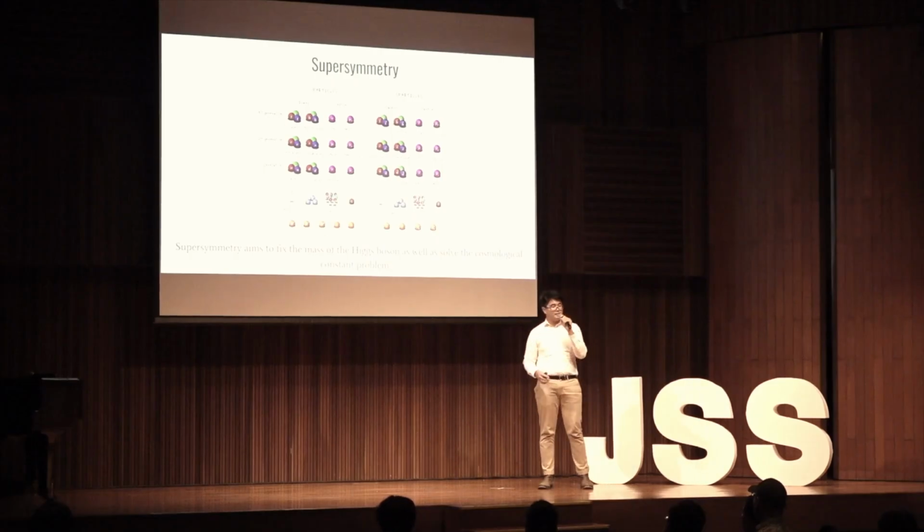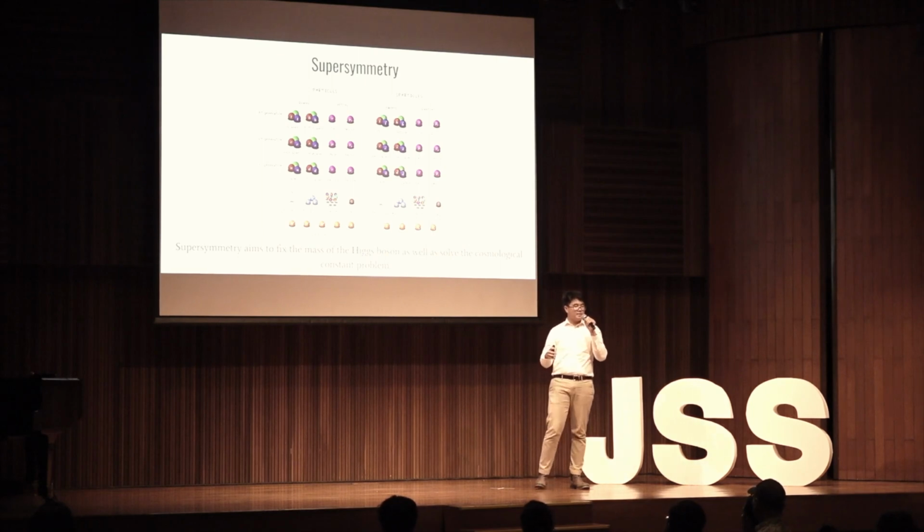Then we have supersymmetry. Supersymmetry was a theory to fix the mass of the Higgs boson and fix the cosmological constant problem. Supersymmetry essentially says that to every particle in the standard model, there is a supersymmetric counterpart.